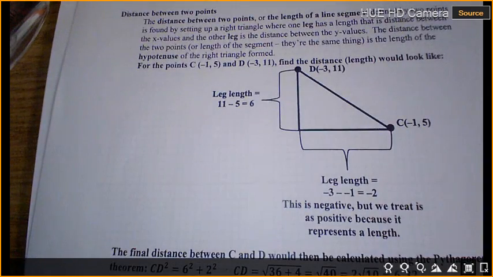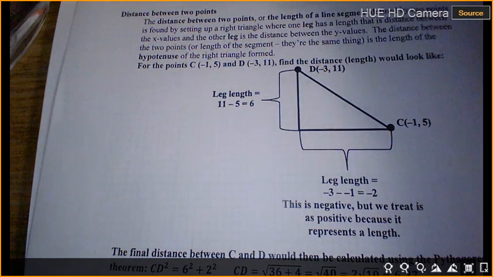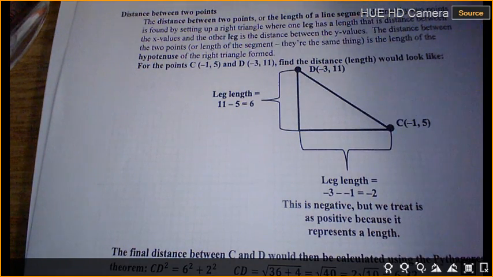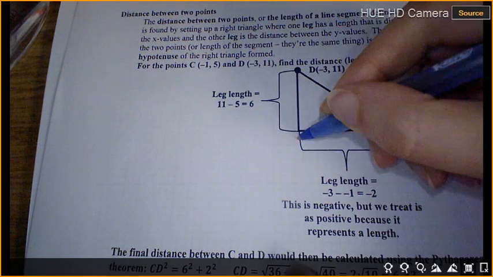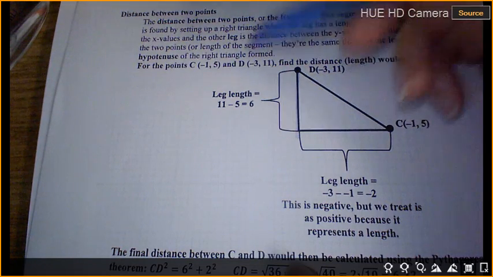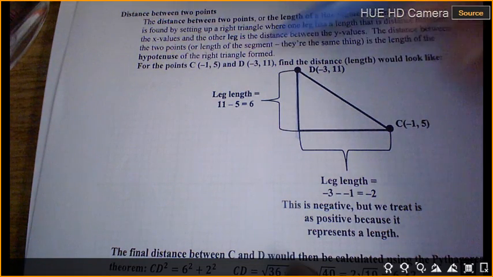Distance. Okay? Distance is I'm trying to find the length. You can do this multiple ways. I like the visual way because then it's just Pythagorean theorem. If I've got a point at (-3, 11) and (-1, 5), I count down. See this length right here? That's 6. I could have counted the little marks, or I could take 11 minus 5 gives me 6.